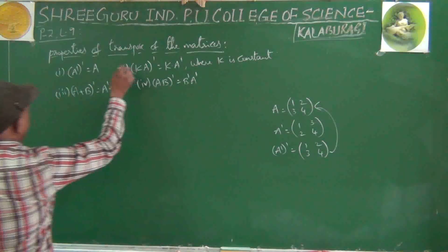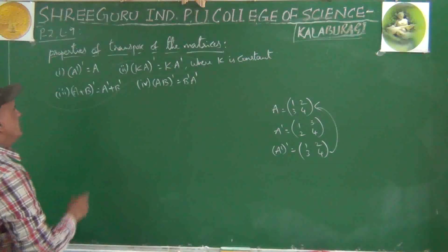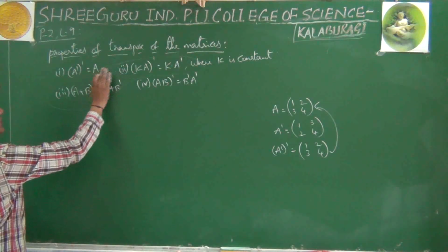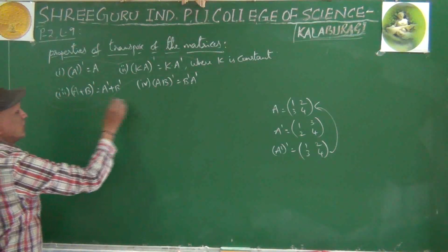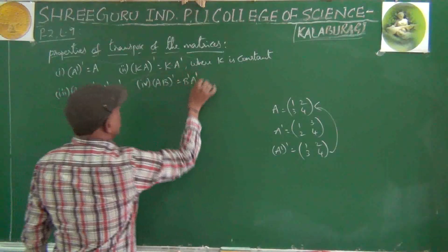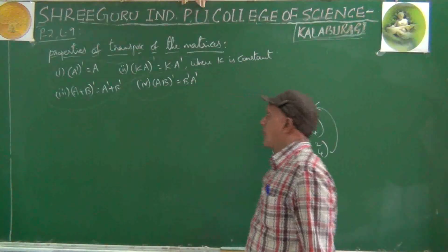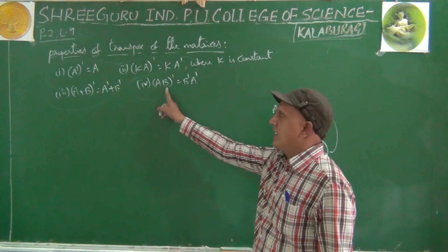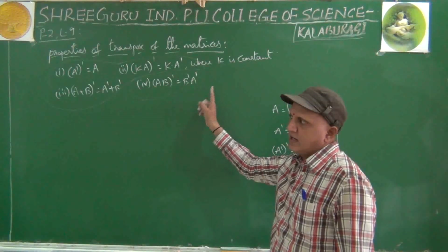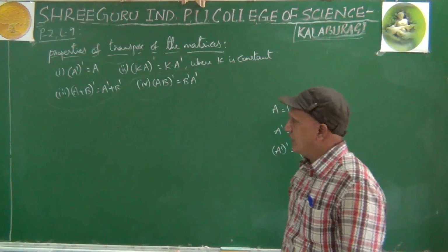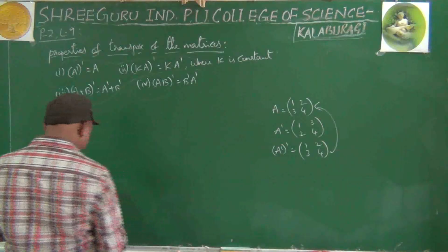All these, these two we get by using common sense. This is something special, so we can get it. Why? Because it is something special. But don't use your common sense to write this one. AB whole dash will not become A dash B dash. Remember, AB whole dash equals B dash into A dash.